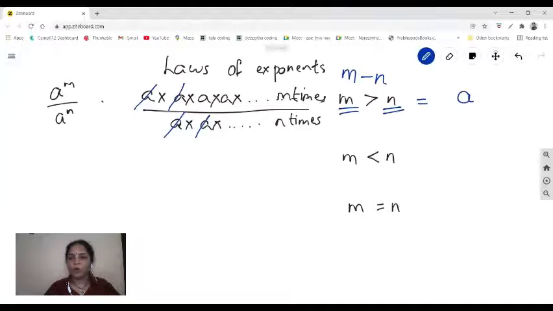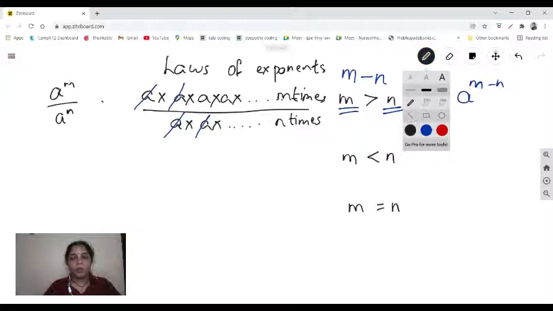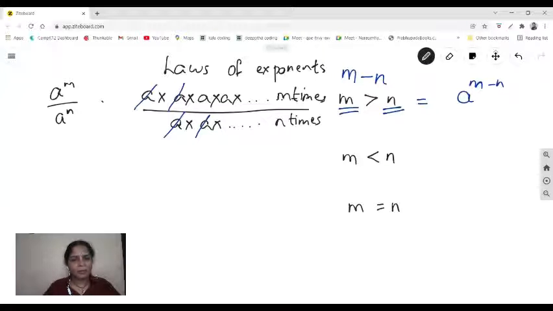So on the top, you're going to have only m minus n times a remaining. Now, when m is greater than n, the answer for this a power m over a power n will be m minus n. It's the same concept here.